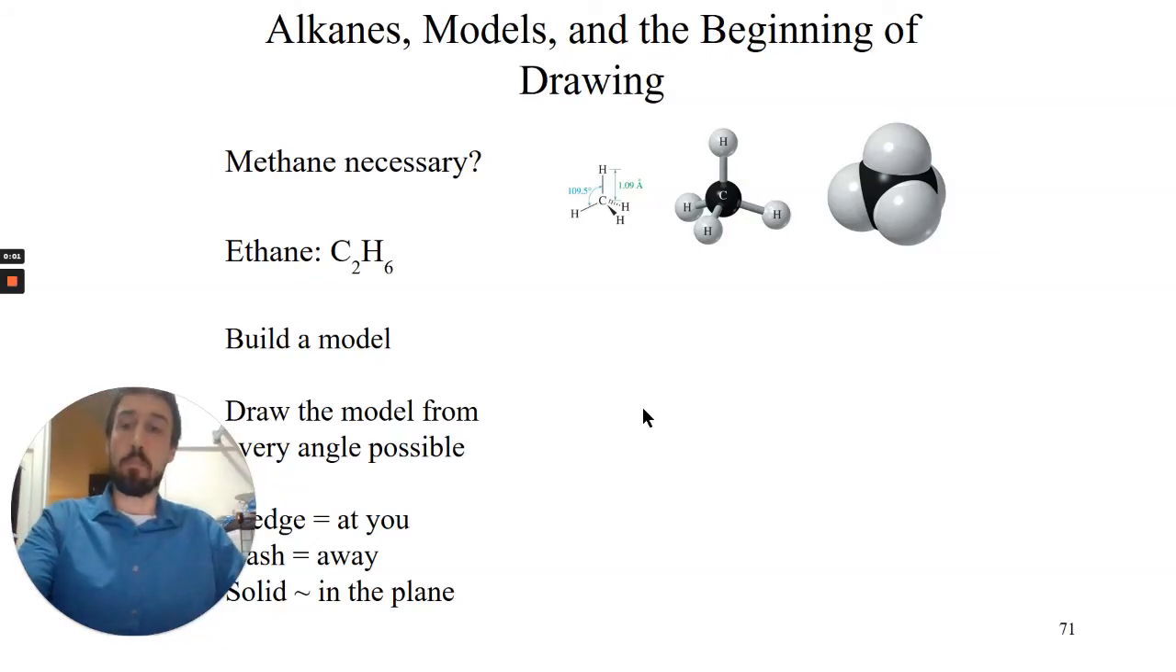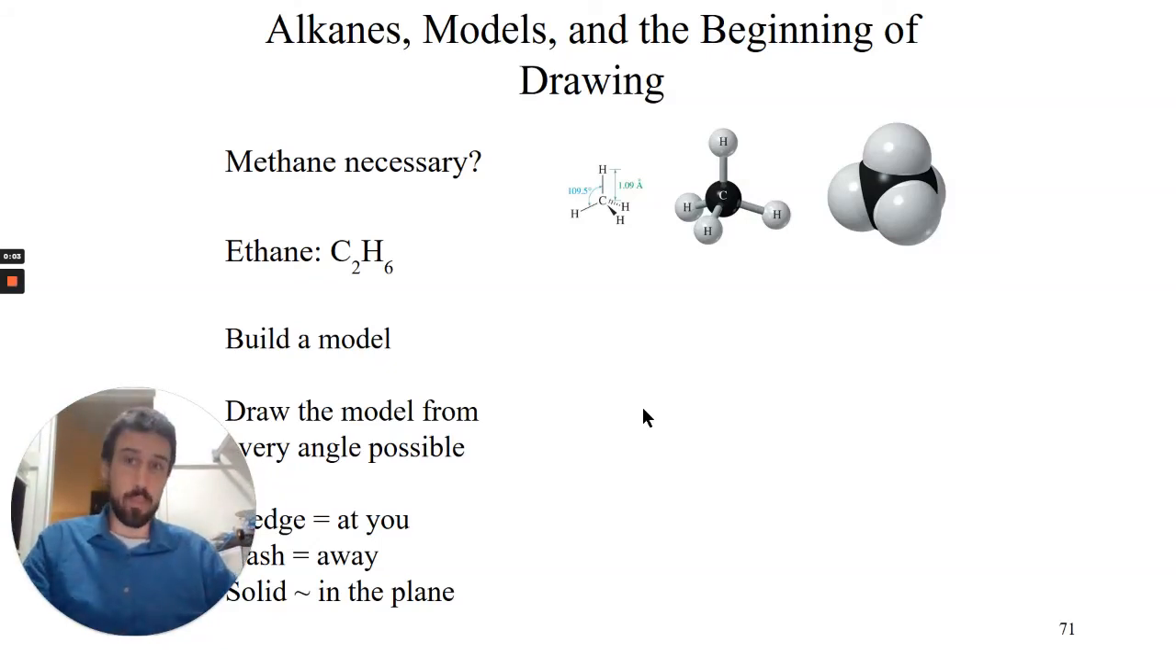So we're going to take a look at some models and how we could represent them. Methane theoretically shouldn't be necessary, but if we were to build a tetrahedral molecule of methane, this is what we would be looking at. Okay, and so we can look at the varying different angles that it would look like if we try and look at the representations that are drawn up there.